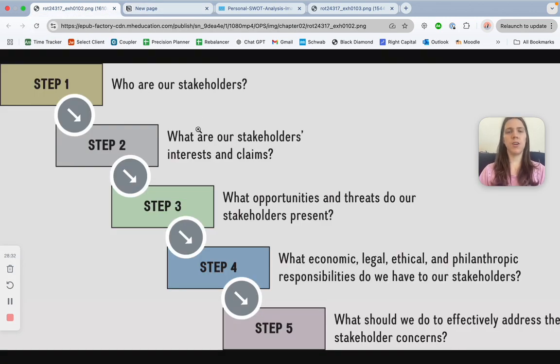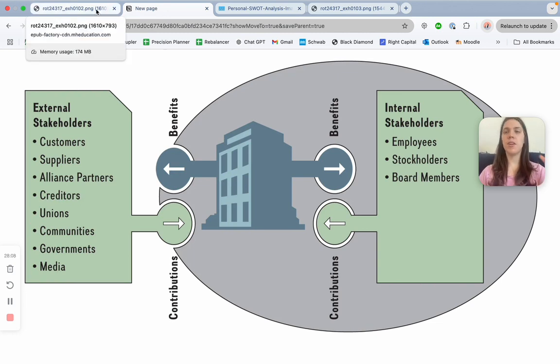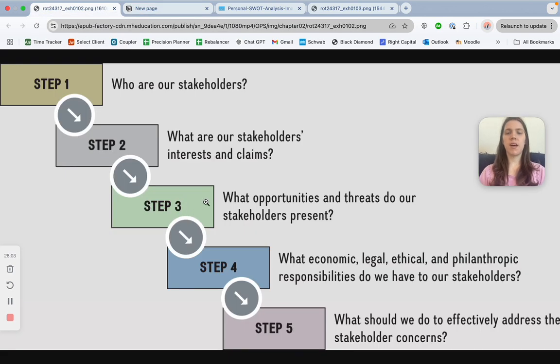The next thing we need to do is think, what are our stakeholders' interests and claims? For our business, we should probably have a bullet point and write down every invested interest or want that our stakeholders might have. It doesn't necessarily mean we're going to meet them all, but it's very important to know, okay, what are everyone's expectations? The third step is to say, what opportunities or threats do our stakeholders present?